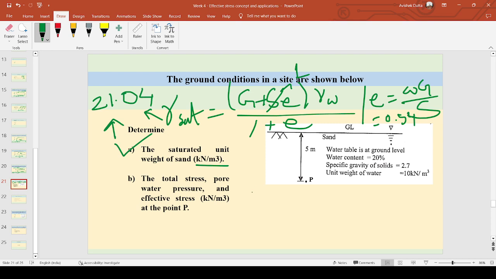Okay. Now the second part, total stress. Total stress will be sigma equal to gamma sat into what? The depth 5. That will be equal to 21.04 into 5, that is 105.2 kilonewton per meter square.